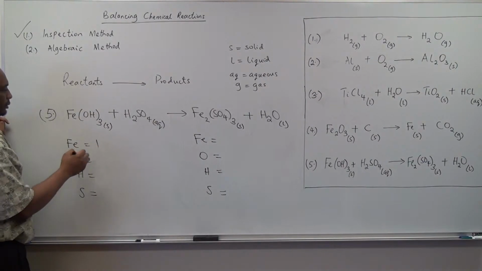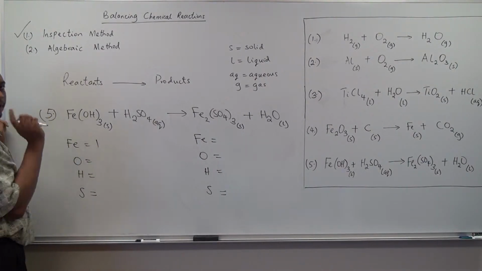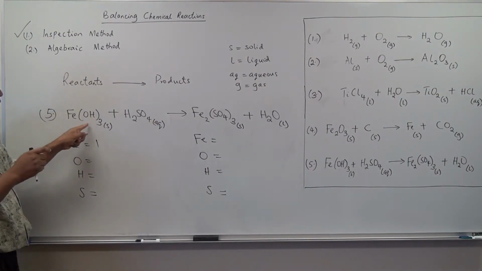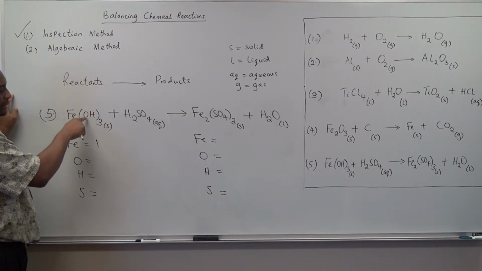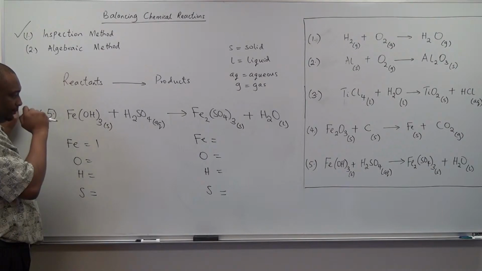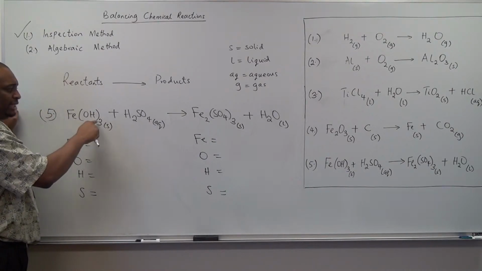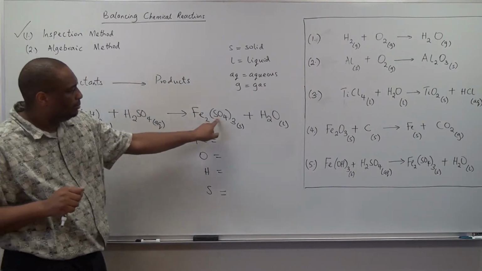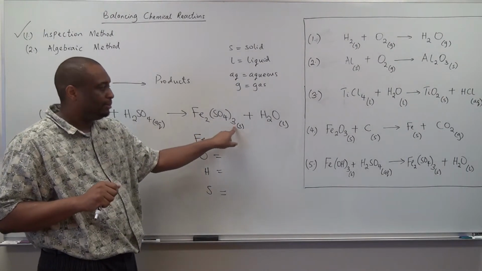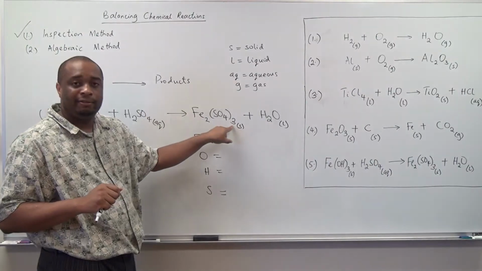Iron is 1. Oxygen, now be very careful here. Look, this parenthesis 3 means that oxygen is 3 atoms and hydrogen is 3 atoms. Be very careful here. This one means that sulfur is 3 atoms, but oxygen is 12 atoms.